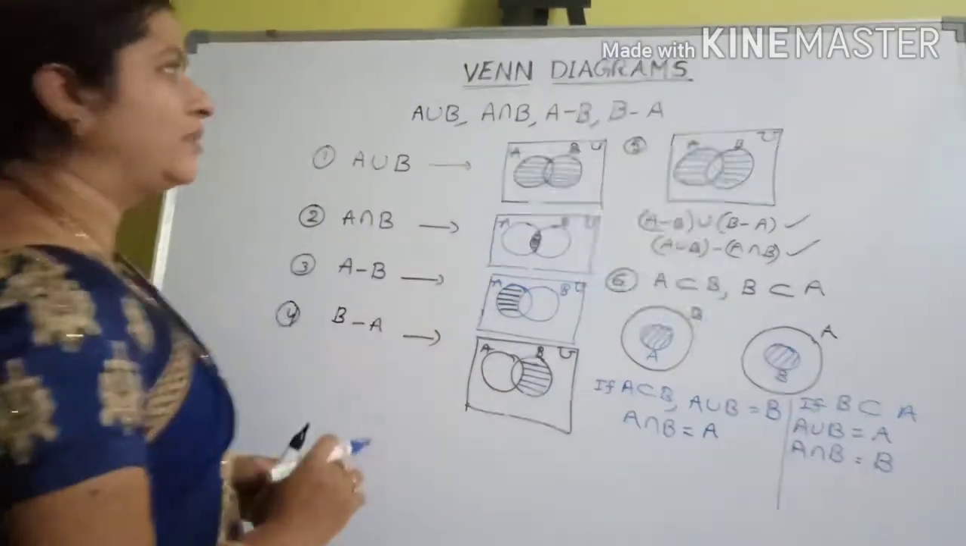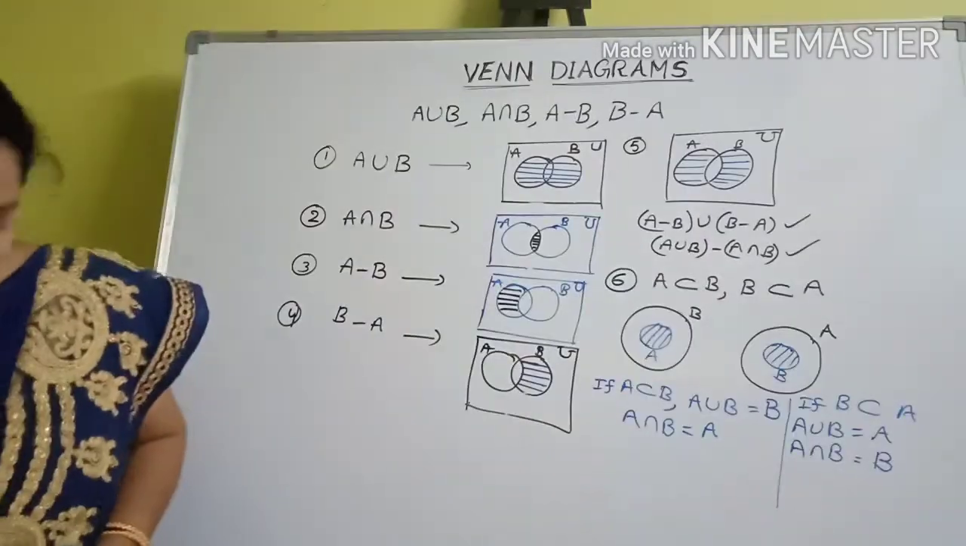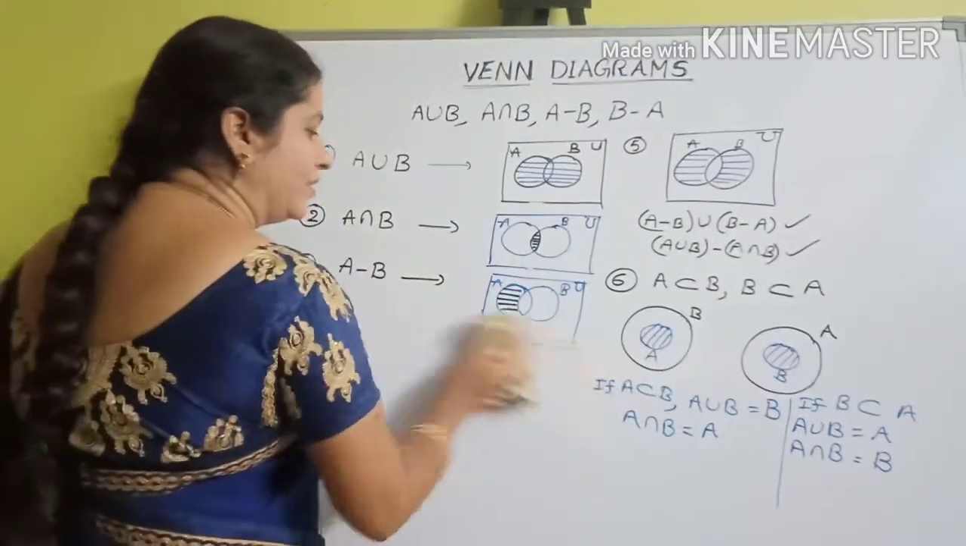So this is all about Venn diagrams in your sets chapter. Again, another topic is also there. That is the last topic in your chapter.